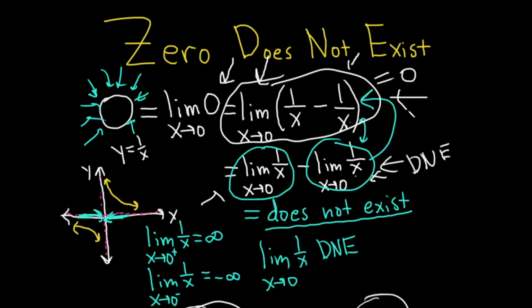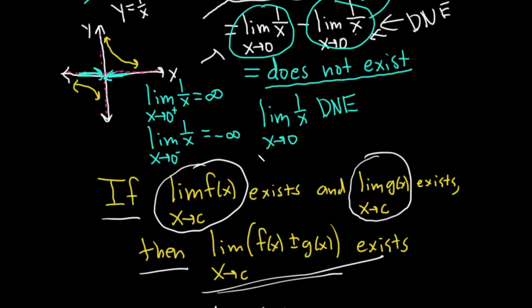my homework is wrong. So hopefully this video has shown you that 0 does exist, right? Because 0 does not exist is a false statement. So 0 does exist, and hopefully you've learned a little bit of calculus.